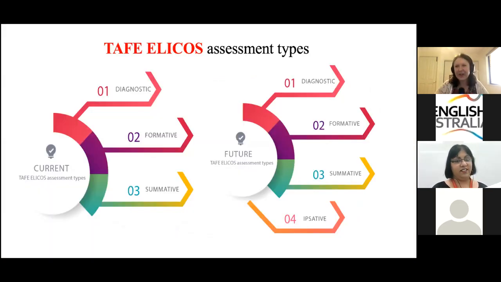TAFE ELICOS used to have three major assessment types, such as diagnostic, formative, and summative. Unfortunately, those assessment tasks were more focused on high achievers and academically confident students with high intrinsic motivation. Mukesh and I have introduced a supplementary assessment type known as an ipsative assessment approach. What we wanted to achieve is to evoke the student's personal best and catalyze every student's potential. So we believe that the ipsative assessment approach is aimed at enhancing students' motivation, engagement, and also self-accountability.